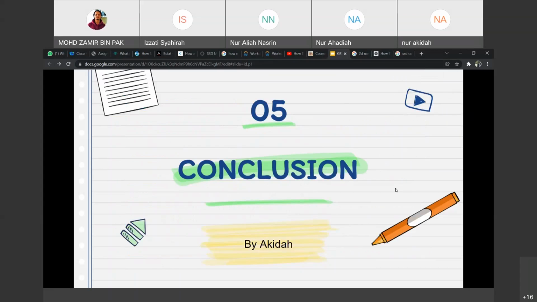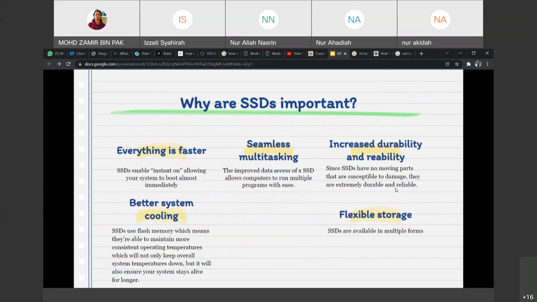So next is the conclusion. Why are SSDs important? The first one is everything is faster. SSDs enable instant on, allowing your system to boot almost immediately. The second one is seamless multitasking. The improved data access of an SSD allows a computer to run multiple programs with ease.